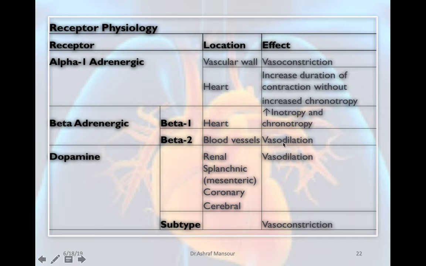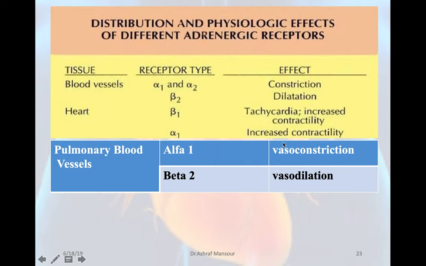These are the three main receptors which we are working on with our drugs. The blood vessel, as we said, contains alpha 1 and alpha 2, and causes either constriction through alpha 1 and alpha 2, or dilatation through beta 2. In the heart, beta 1 and alpha 1 both increase the contractility, but some tachycardia can occur early.